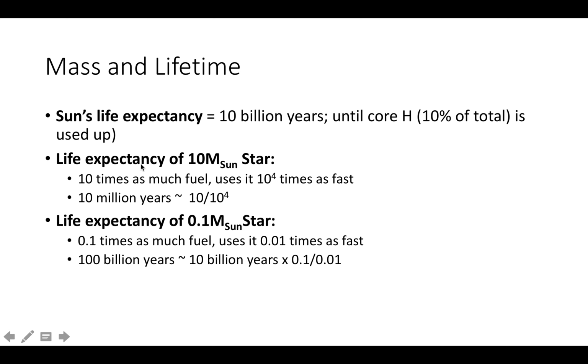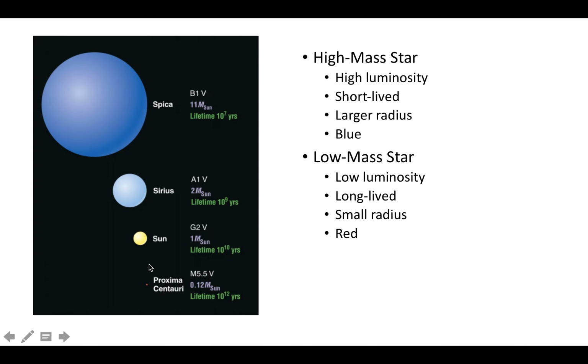All right, so the life expectancy of a 10 mass sun star, meaning 10 times larger than the sun, means it's going to burn through its fuel much faster, and it's about 10 million years compared to our 10 billion years. The life expectancy of a star that is 0.1 the mass of our sun means that it's not going to go through its fuel as fast as our sun. It's 100 billion years compared to our 10 billion years.